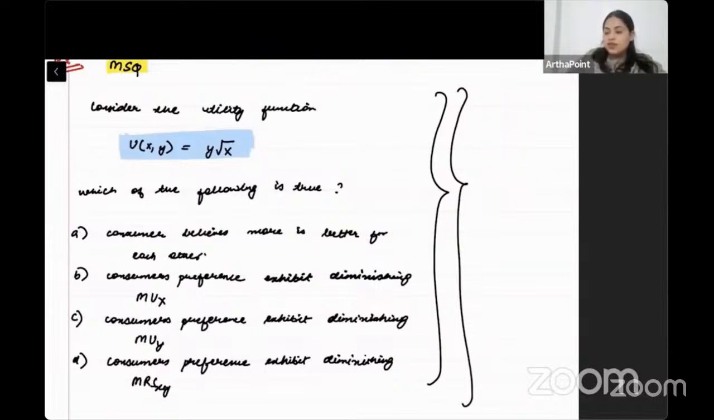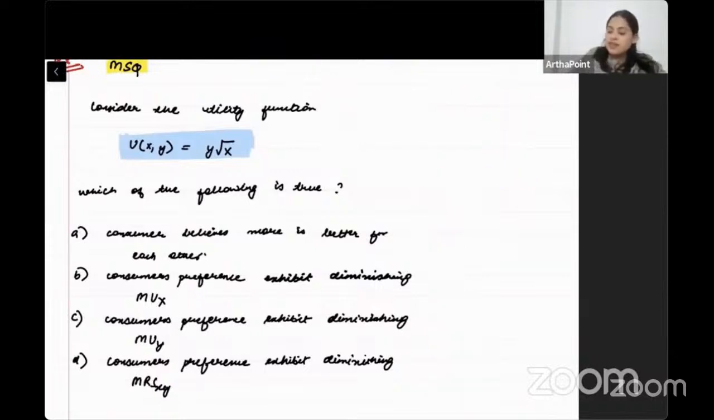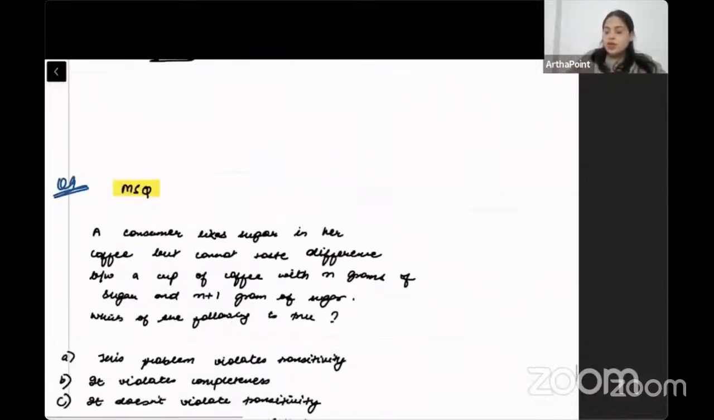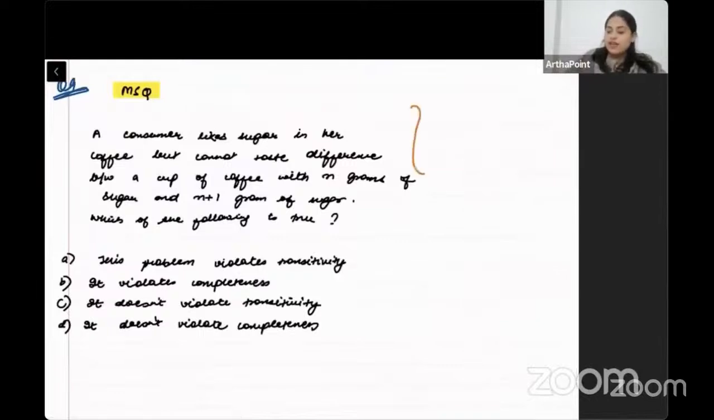So for this utility function, you have to tell me whether it satisfies diminishing MUs or not and diminishing MRS or not, and whether it satisfies monotonicity or not. So that's the first question I want you to do. It's an MSQ question. I want you to post your answers in the group. But there are 2 more questions that I would want you to do. One is this. This is an excellent question. I've just tried to frame it in as easy language as I could. I want each one of you to try this question and tell me kiska answer kya.